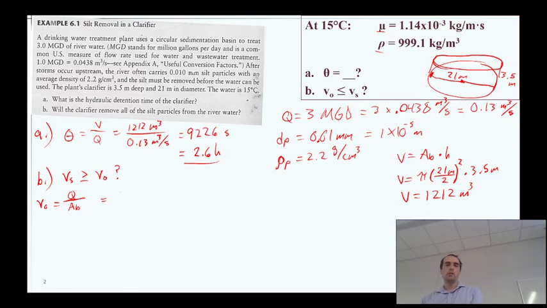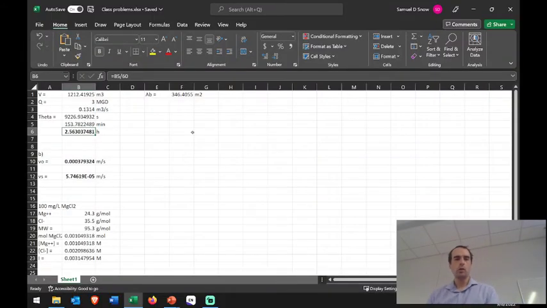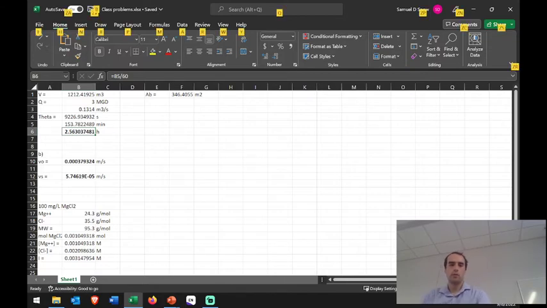Okay, so we have the Q. That was 0.13 cubic meters per second. And we basically have the AB. That was pi times r squared. So pi times 10.5 meters squared. And so when we do that one, we're left with essentially 3.79 times 10 to the minus fourth.